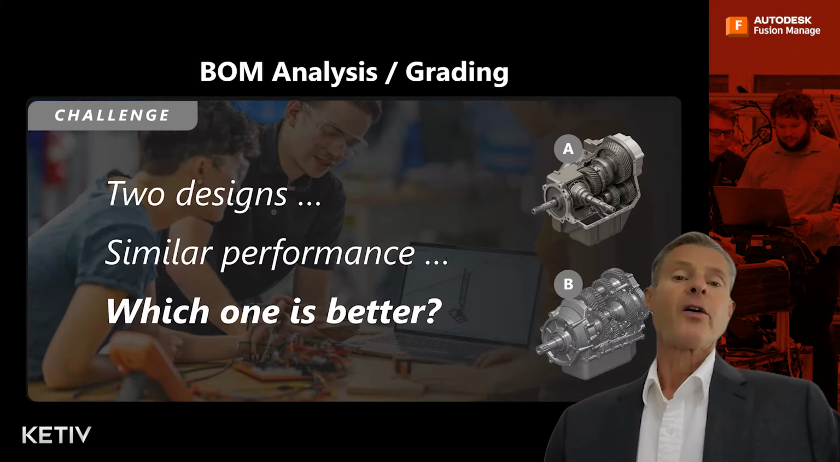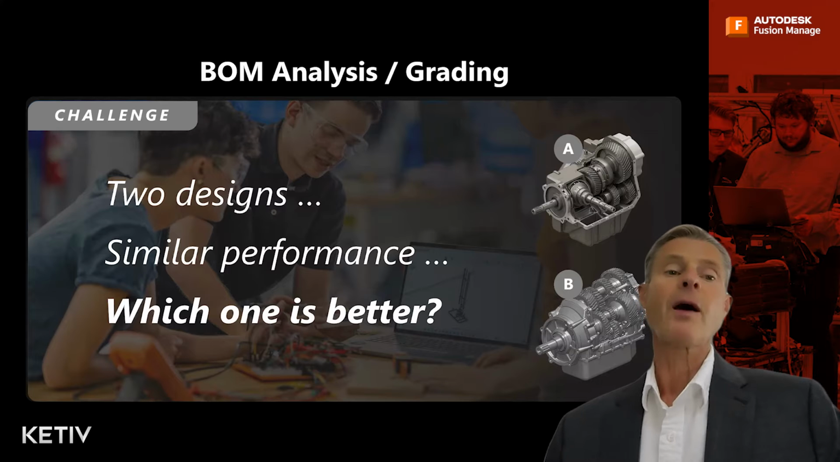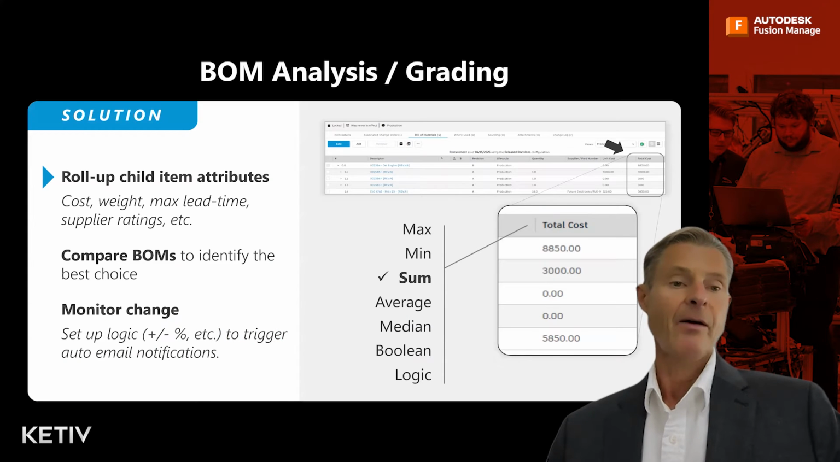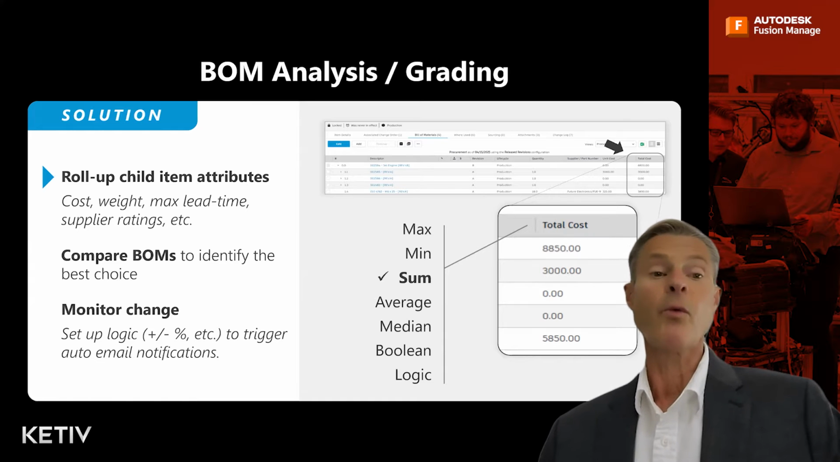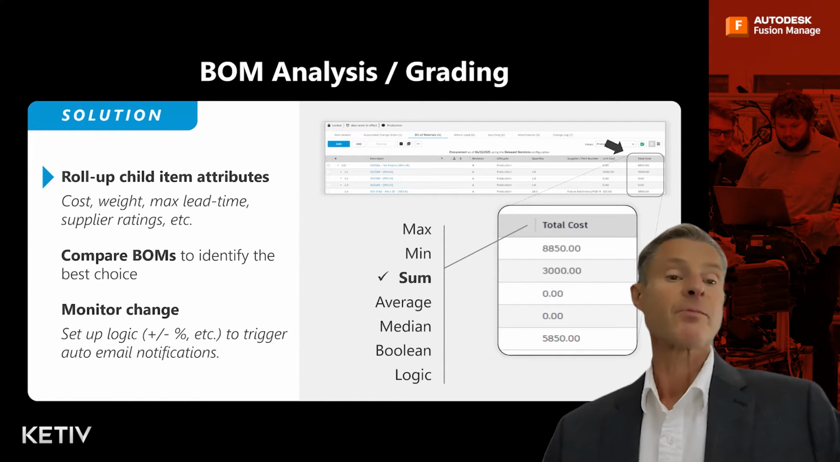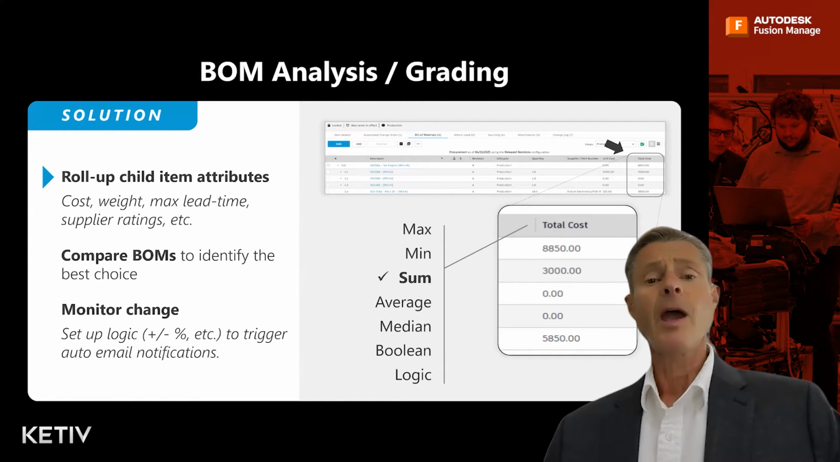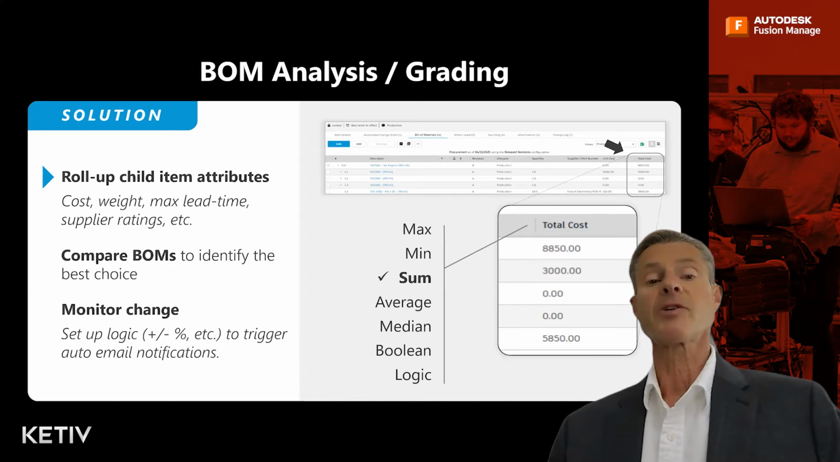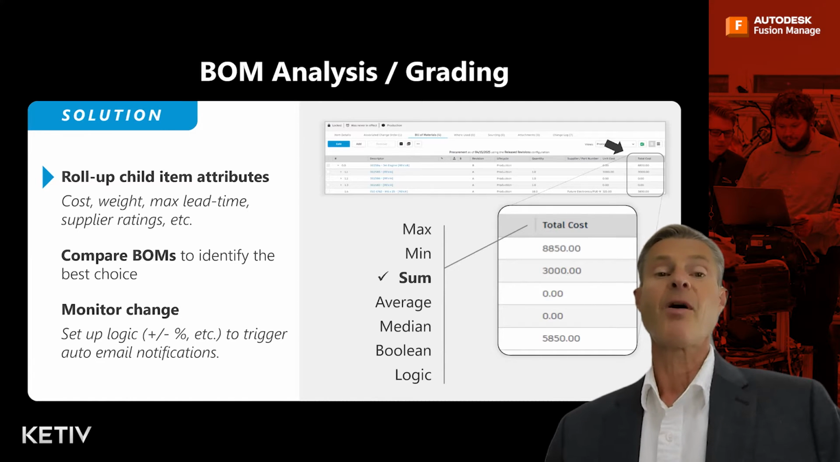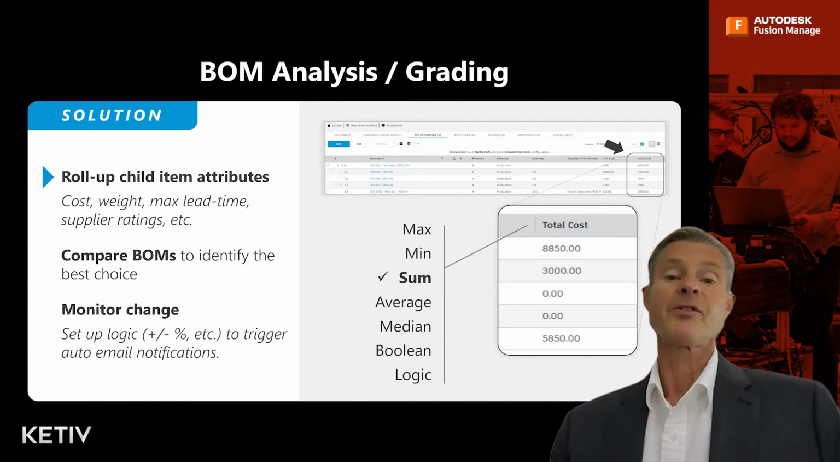So our solution involves using some of the out-of-the-box capabilities in Fusion Manage to roll up child item attributes. Now, that can be anything from cost to component weight to lead times and supplier ratings. And then we can roll up based on either a sum, a minimum, a maximum. So any of the things that you might do in an Excel spreadsheet, you can actually do as a part of your bill of materials. So here you can see we have the sum of total component costs, so we get a cost figure for that.